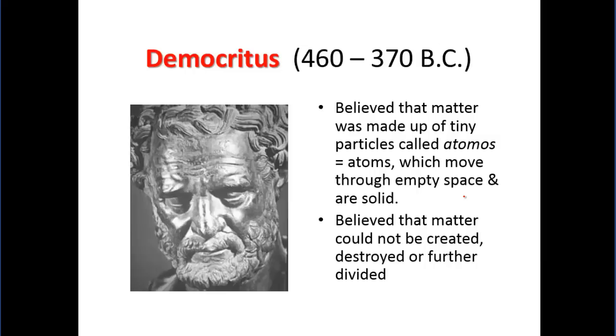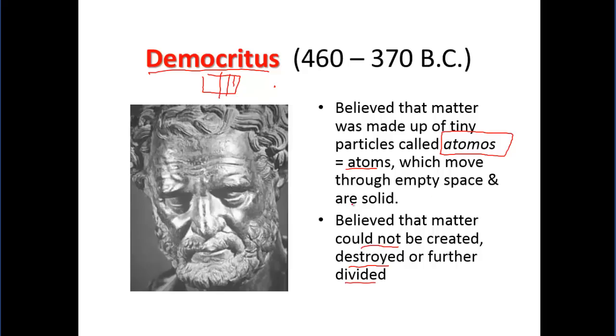Well, Democritus came around, and Democritus was the first one to actually start to think that if you cut something in half, and then in half again, and again, eventually you'd come up to just one little particle that couldn't be split anymore. He came up with a term called atomos. We use that term now for the word atom. The idea was that the atom was that smallest individual part. He believed that matter could not be created, nor destroyed, or further divided once you got to this atom.